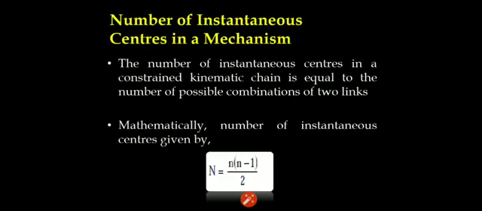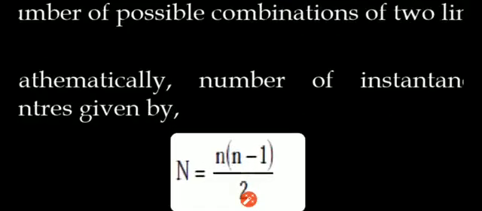Now, how to find out the number of instantaneous centers in the mechanism? The number of centers in the mechanism is nothing but the number of possible combinations of two links. So mathematically we can write it as N is equal to n into n minus 1 divided by 2, where N, in capital letters, represents the number of instantaneous centers, while small n represents the number of links in the mechanism.